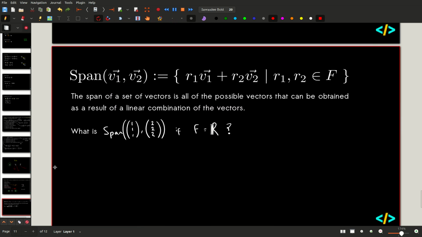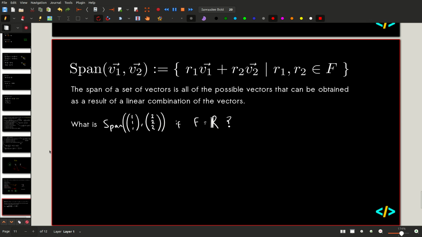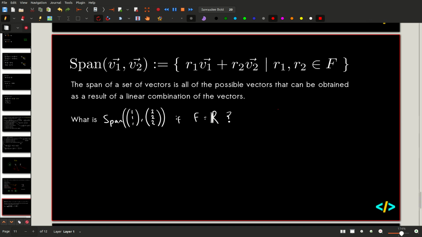Let's move on. Okay. So the span of a set of vectors is all of the possible vectors that we can obtain as a result of a linear combination of the vectors. So just to recap, a linear combination is where we have some scalars and we times them by the vectors, and we sum those together to get a new vector. So for example, if we had (1, 2) and (3, 4), can anyone tell me a linear combination of these two vectors? Just type one in chat. Linear combinations of these two.